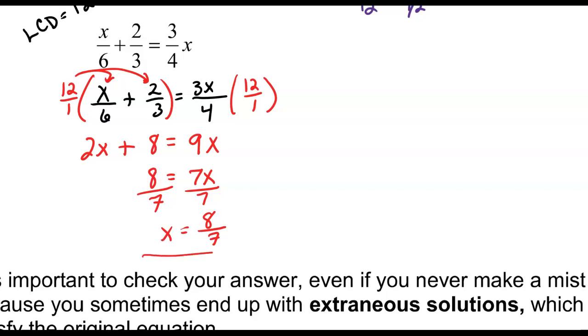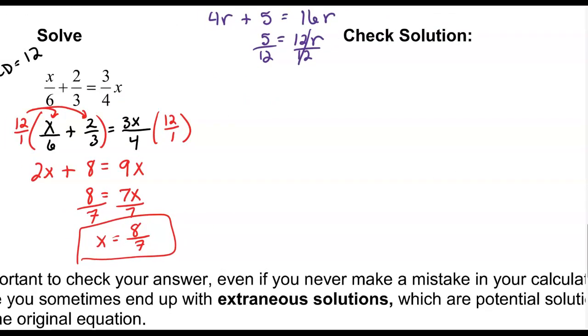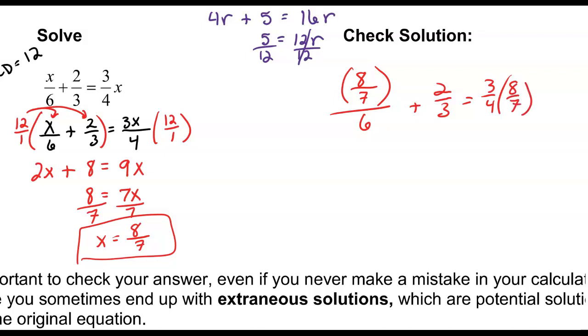Now, again, is our calculator our friend to check our work? Absolutely. Because what would we do? We'd go 8/7, and I'd plug it back in here, and that's 6. So literally I have 8/7 over 6, plus then I have my 2/3. And then in the original equation, what do we have? We have 3/4 times what? 8/7. Notice I went back to the very original equation and plugged this in.